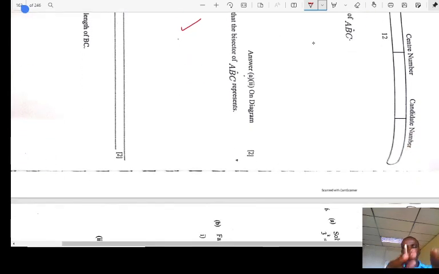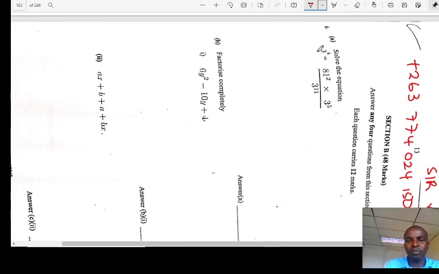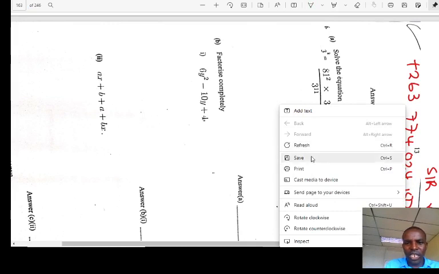Each man for himself. That one is now for you to do. Yes, each man for himself. Then next, question number, it's now section B.